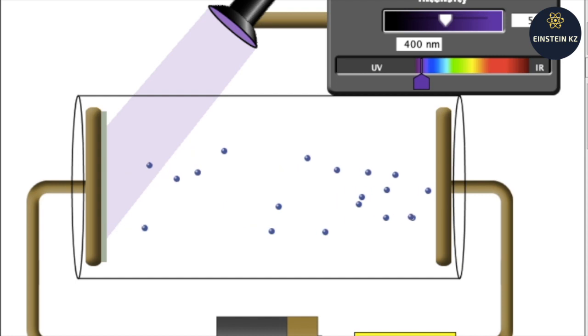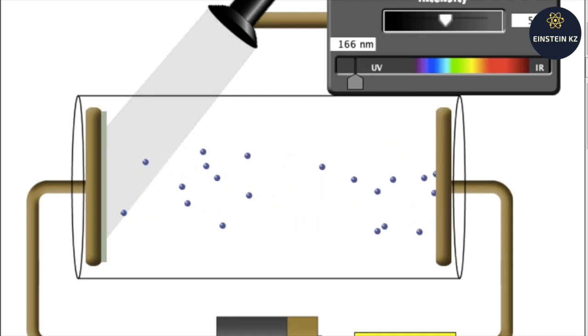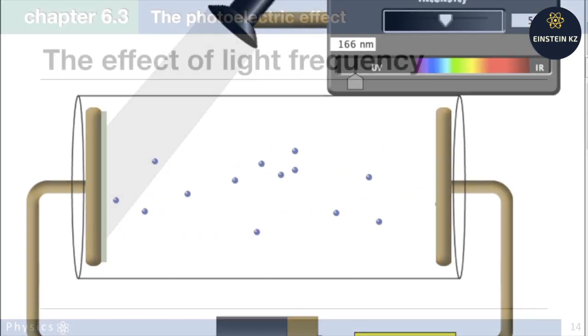So let's see what happens if we increase the frequency. You probably noticed that the speed of the electrons has increased. That's why we can see that the higher the frequency, the higher the speed of the photoelectrons.